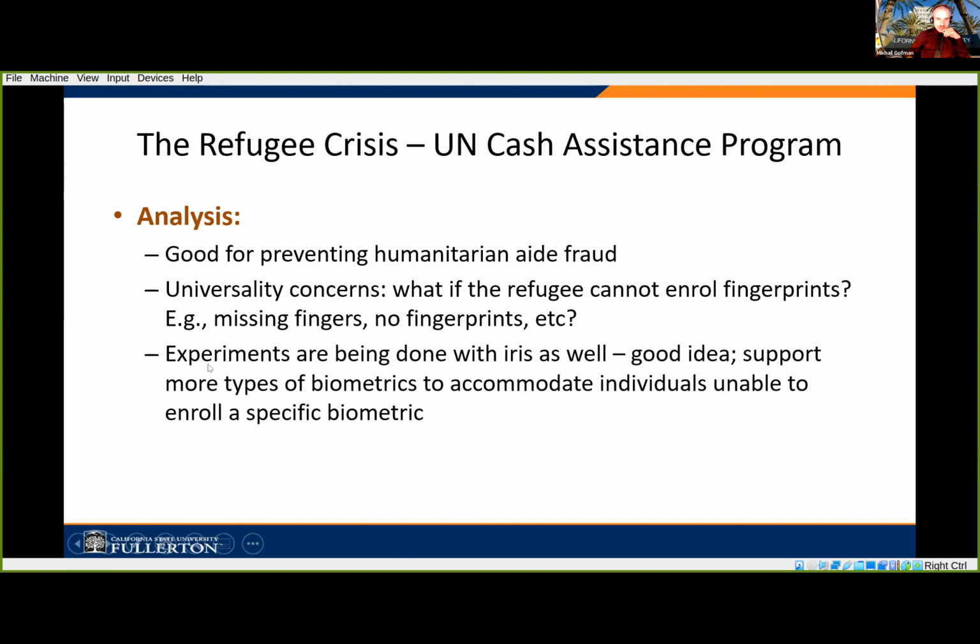So, the UN is currently also working to support iris scanning as well. We believe this is a good idea because supporting multiple types of biometrics can help to accommodate a broader spectrum of refugees that are not able to present, for example, fingerprints. They can be enrolled using iris and vice versa. Supporting different kinds of biometrics will make this more accessible, we believe.